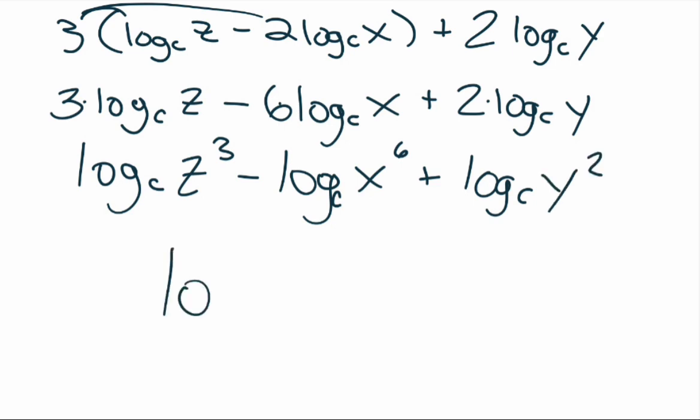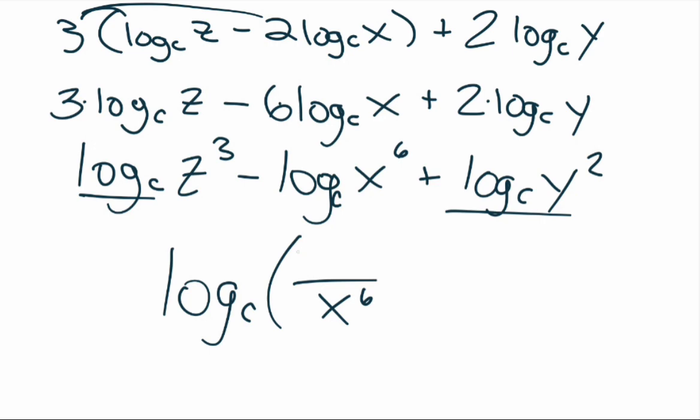And so now we can combine them all into one. Log base c of this one and this one are multiplied, and the x to the 6th is divided because that's the only one that's minus. So that's what they're looking for in that topic, just combining them into one logarithm.